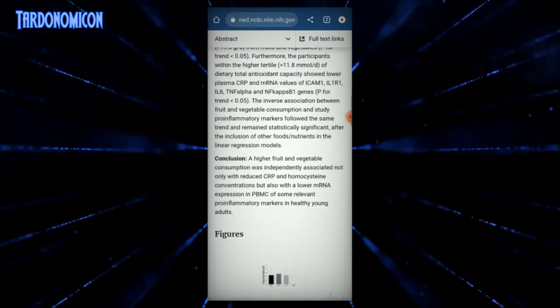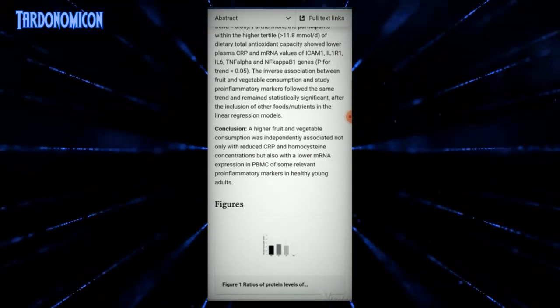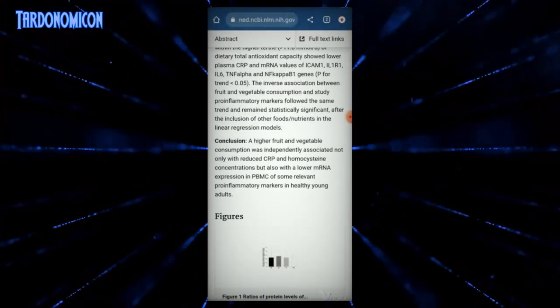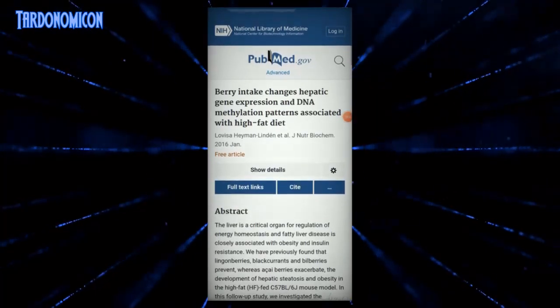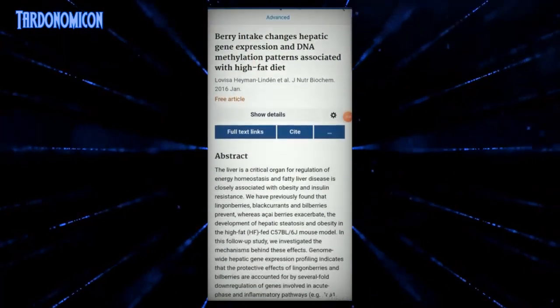So keep that in mind. Higher fruit and vegetable consumption, lower inflammation. It's doing it through controlling the expression of certain genes. Berry intake changes liver gene expression and DNA methylation patterns associated with high-fat diet.